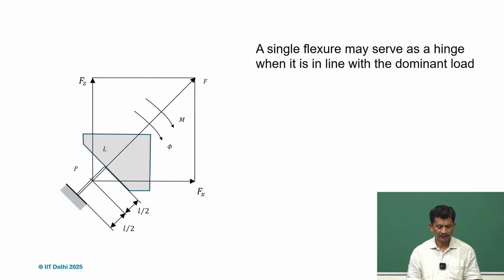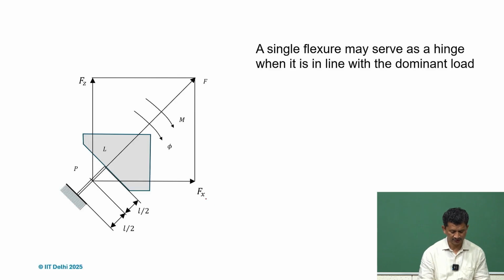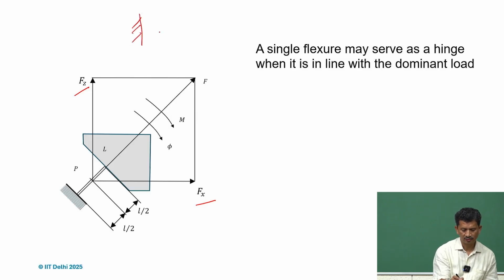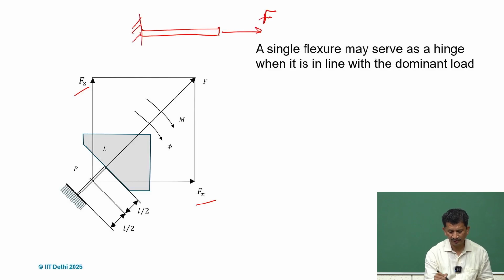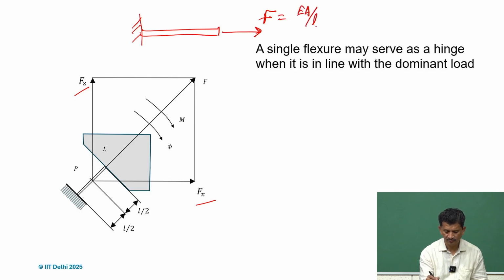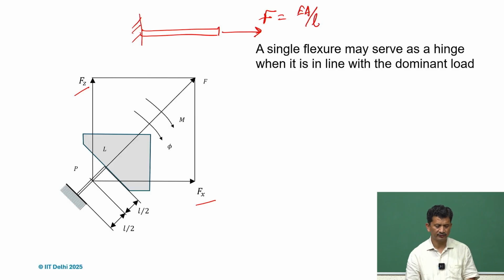So, what happens if we have forces acting, Fx, and suppose the xz plane is there, and then we have this kind of arrangement, then what to do? So, yes, we know that this is the beam, and if this F is acting along the length, along the longitudinal axis, it is relatively stiff. So, it's EA by L. So, it's an axial stiffness.